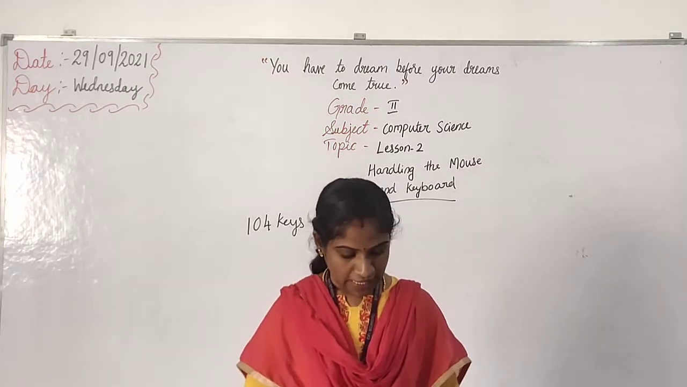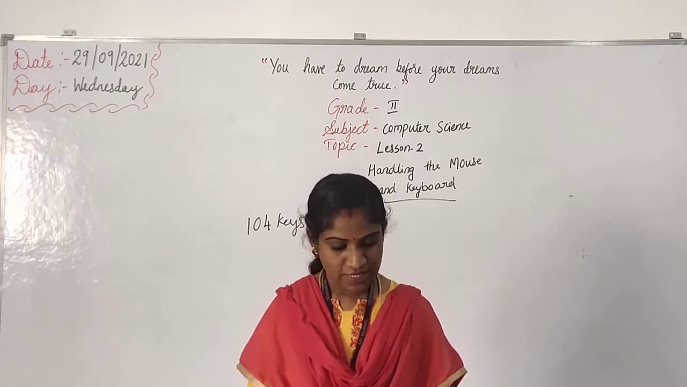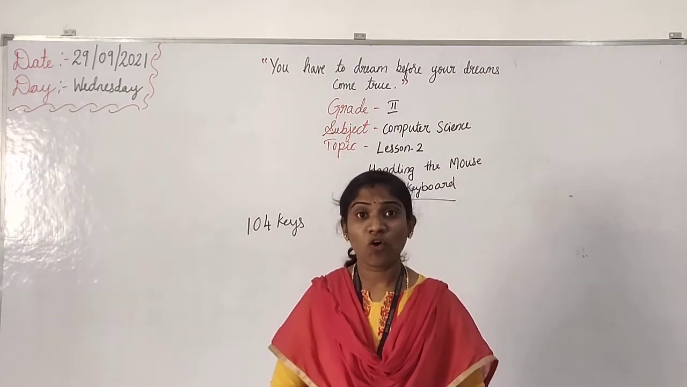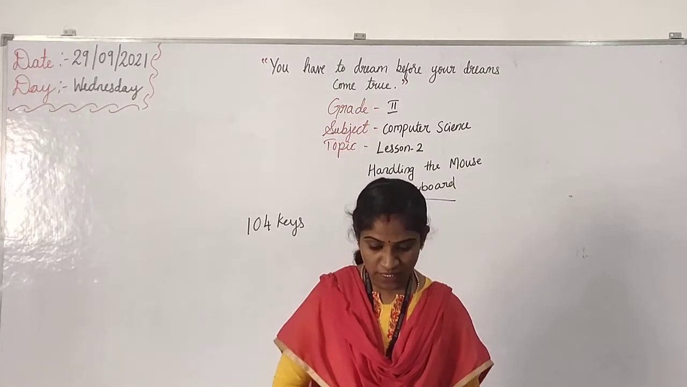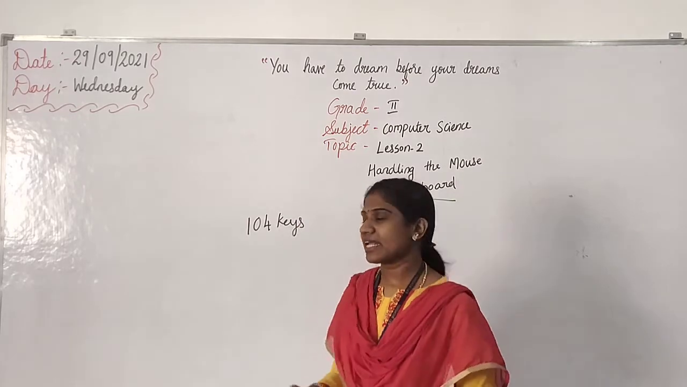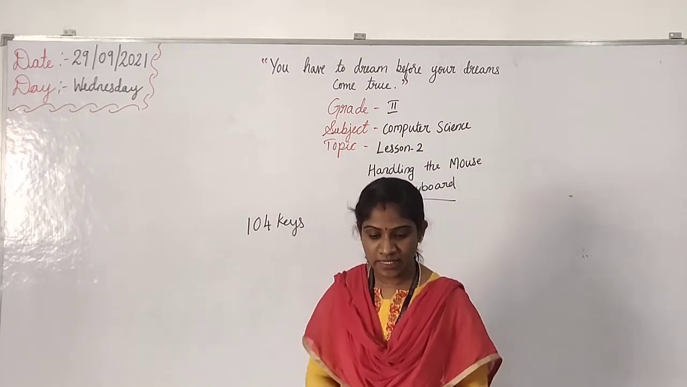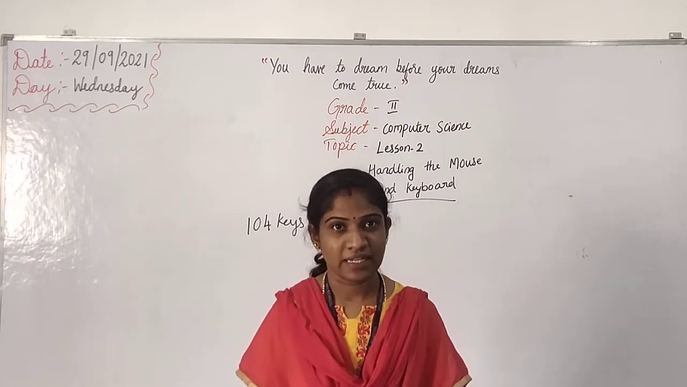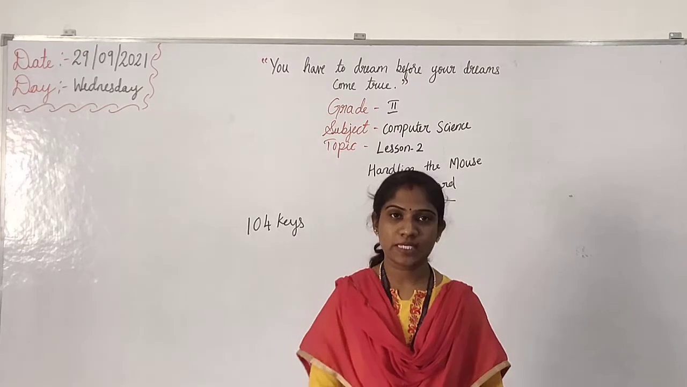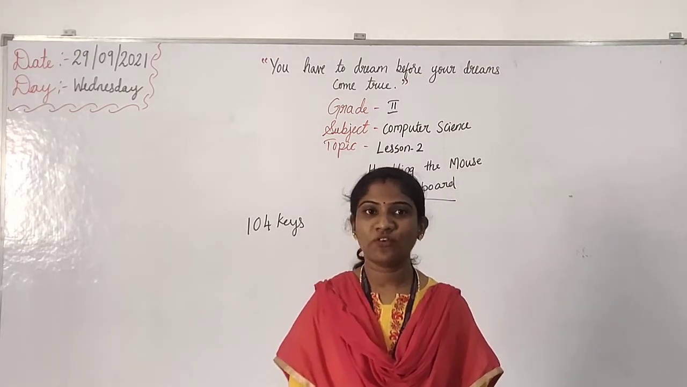Then what do we learn about the keyboard? The keyboard has 104 keys. The keyboard is connected to the CPU by a wire. Only by the wire are the keyboard and CPU connected. Then the keyboard has different types of keys.